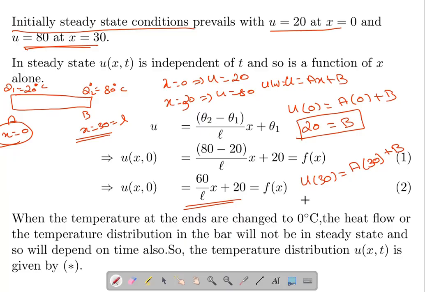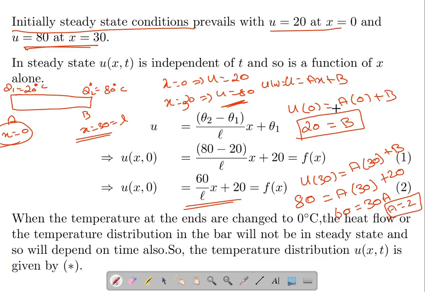So what is our u of 30? U of 30 is nothing but 80. Here we know that u of 30 is 80. So that is nothing but a into 30. Already we know the result, b is nothing but 20. So bring this 20 to the other side. So 80 minus 20 is 60, equal to 30 into a, which implies a is nothing but 2.